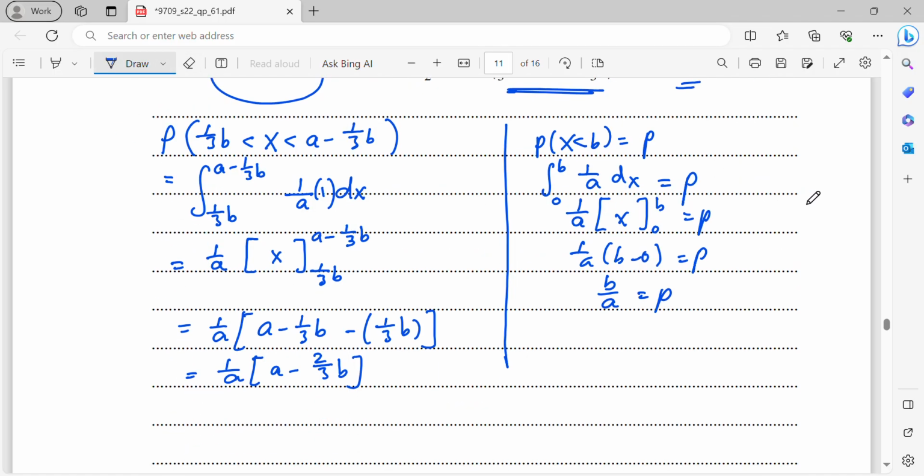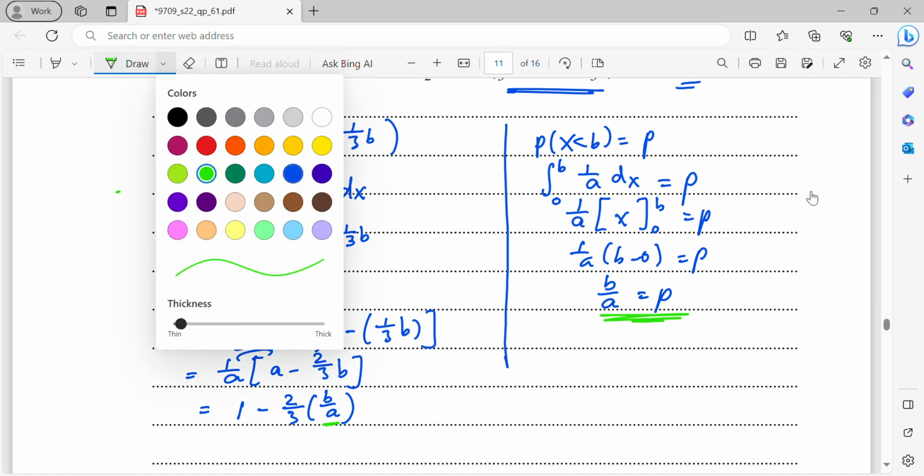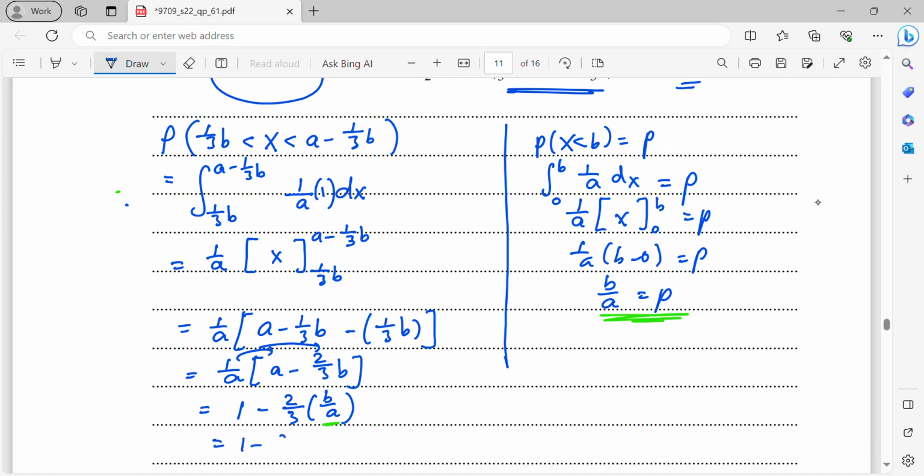Alright, so now I have to substitute in the values. So 1 over a times a is 1, then minus 2 over 3 b over a. Alright, and then I will replace my b over a by p. So then it will be 1 minus 2 over 3 p. So that is my probability.